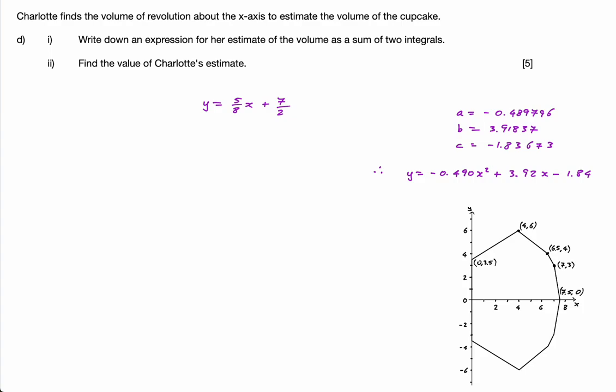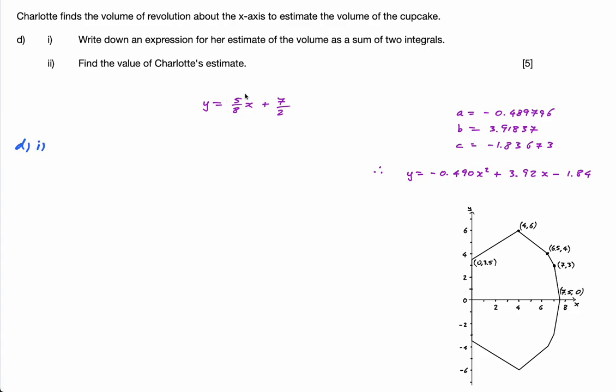Okay, so Charlotte wants to find the volume of revolution about the x-axis to estimate the volume of the cupcake. Write down an expression for her estimate of the volume as a sum of two integrals and then find the value of the estimate. So this is essentially the volume of a revolution. But we have two, so she says write it down as the sum of two integrals.